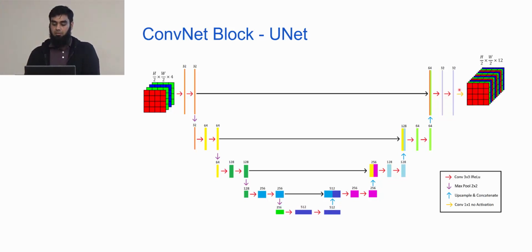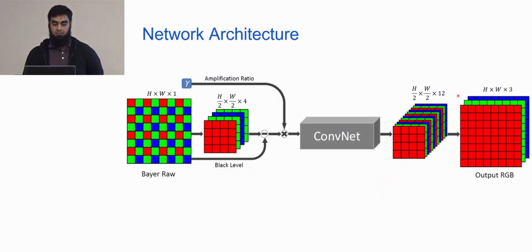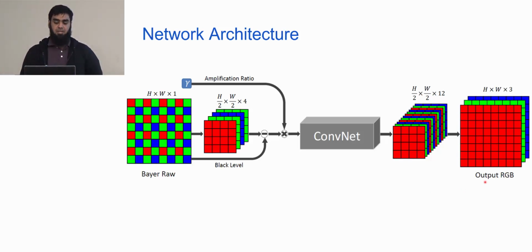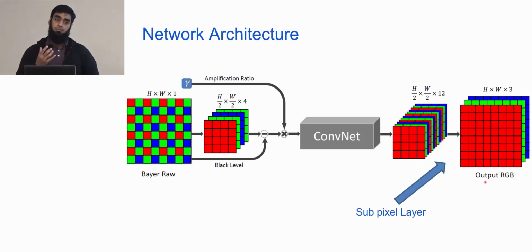And then finally, we will do a 1x1 convolution with no activation, and end up getting H by 2 by W by 2 by 12 filters. So these 12 activation maps are not in the form that we want them to be. So what do we do after that? We have the result from the ConvNet. We would want to convert that to an RGB image. There was a CVPR paper published some time ago that talks about the idea of a subpixel layer that takes low resolution images like the ones we have and converts them to a high resolution image with great accuracy. So they use that as their specific code to achieve this process.